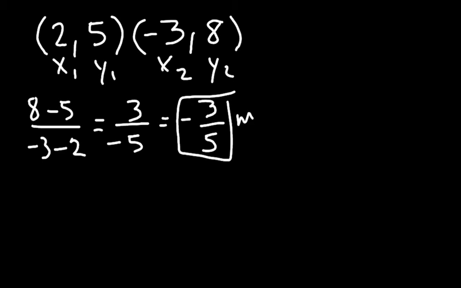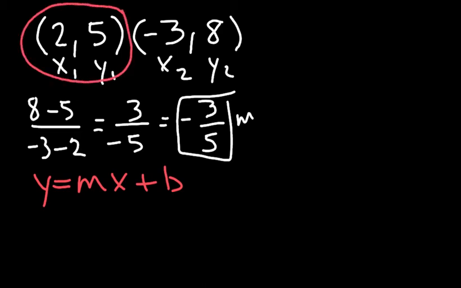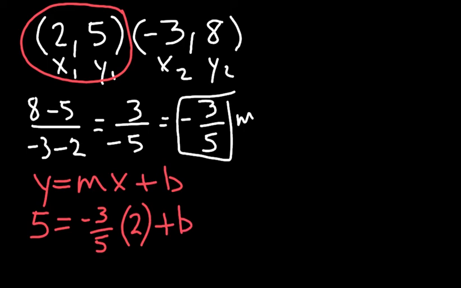Next, we found m. We need b. The only way we can find b is to use this equation and choose one of the 2 points and put it in and solve for b. So I'm going to choose this point. Okay, I could have chosen the other point. I would still get it. I just would rather choose the positives than deal with the negatives. So y is 5. Remember, I'm going to put y in. M is negative 3/5. X is 2. And all that leaves is the b, and that's what I'm trying to find.